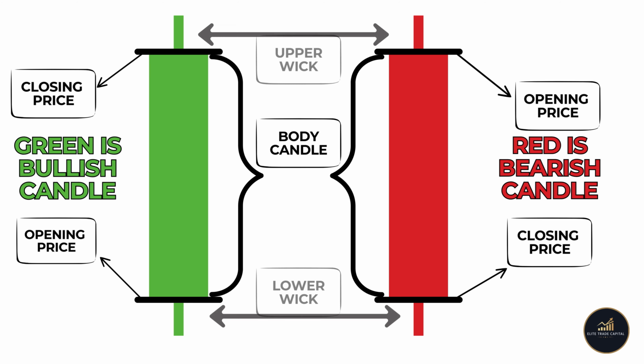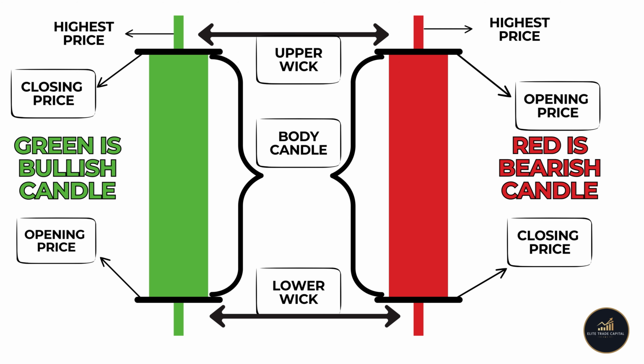The thin lines above and below the body are called wicks or shadows. The upper wick shows the highest price reached, and the lower wick shows the lowest price reached during that period. The tip of the lower wick marks the lowest price that the asset reached. Instead, the top of the upper wick represents the highest price reached within that candle's time frame.